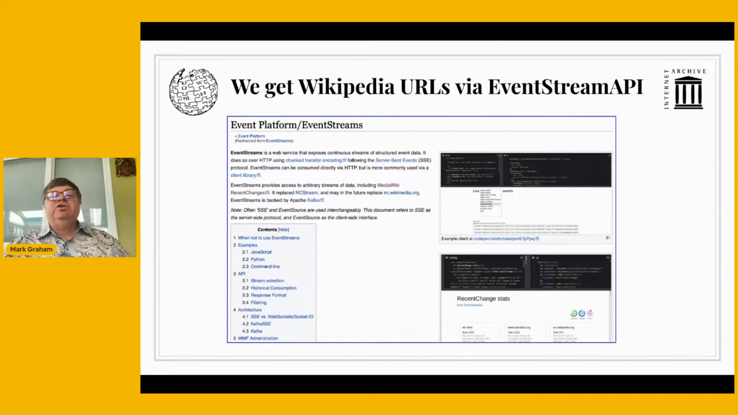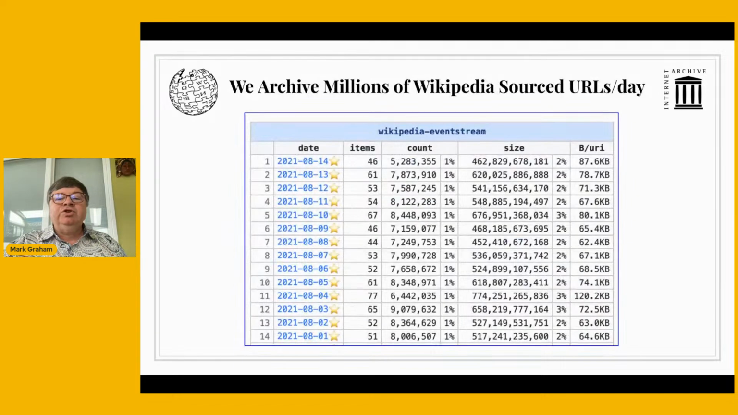And how do we go about doing this? Well, we basically listen to the Wikipedia event stream API for URLs that are added to or changed on sites. We listen to that continuously. And then we archive those URLs and also related links. So we basically do a one-hop crawl. So all of the outlinks on all of the discovered pages, we archive them as well.